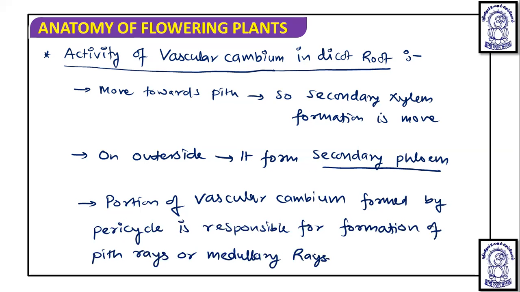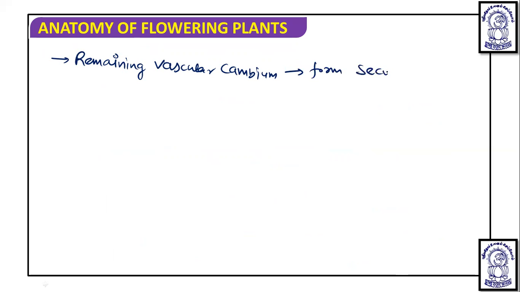Okay, these pith rays are known as primary medullary rays, whereas the remaining vascular cambium that is formed by the conjunctive tissue forms secondary medullary rays.